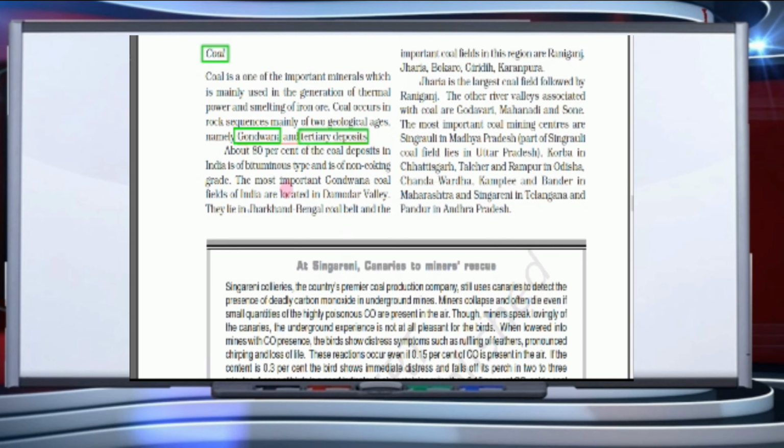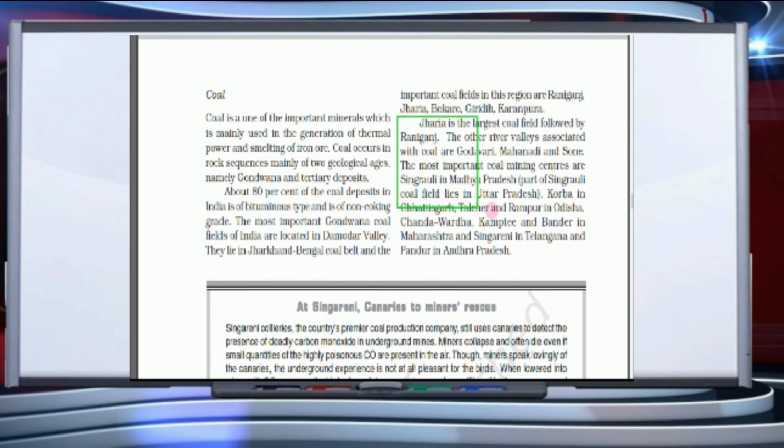Out of the four types of coals in India, 80% of coal is of bituminous type. We have discussed the important coal fields like Raniganj, Jharia, Bokaro, Giridih, and Karanpura. Then we've talked about various mines in Uttar Pradesh, Chhattisgarh, Odisha, Maharashtra, and Telangana and Andhra Pradesh. These all are Gondwana coal fields.